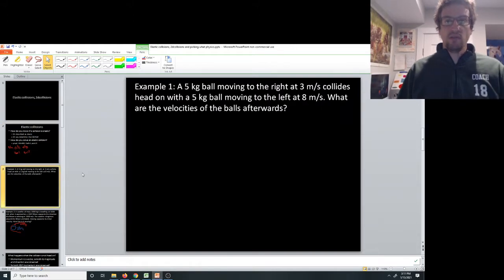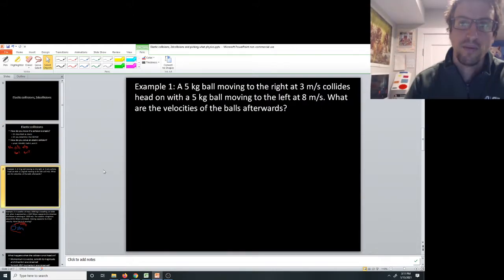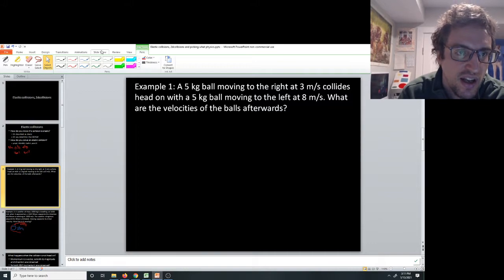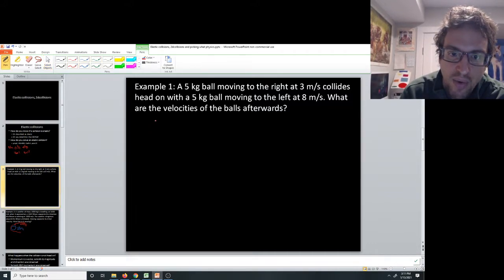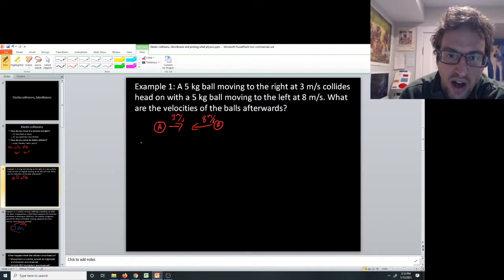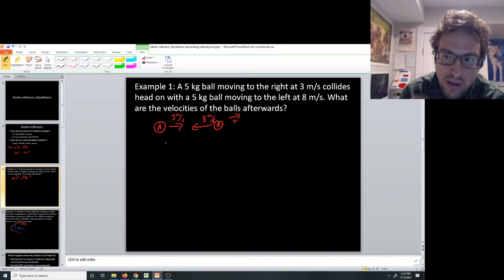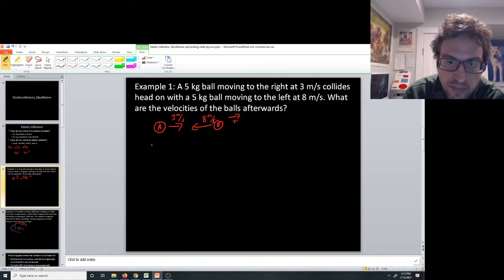So let's show that. A 5-kilogram ball moving to the right at 3 meters per second collides head-on with a ball moving to the left. So we've got ball A, 3 meters per second, ball B, 8 meters per second. Both have a mass of 5. So I'm going to make this way positive just because it's normal for me. And we can do it.